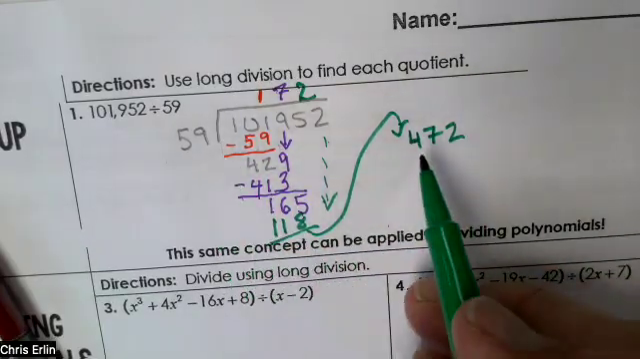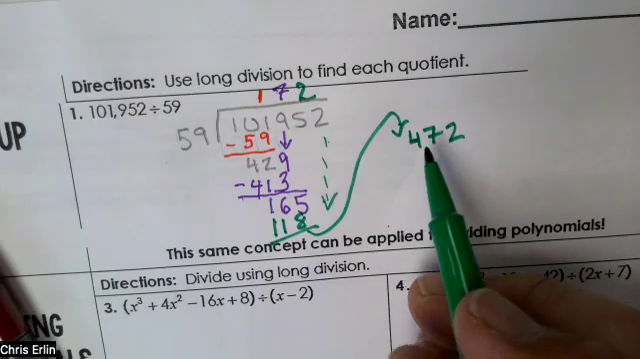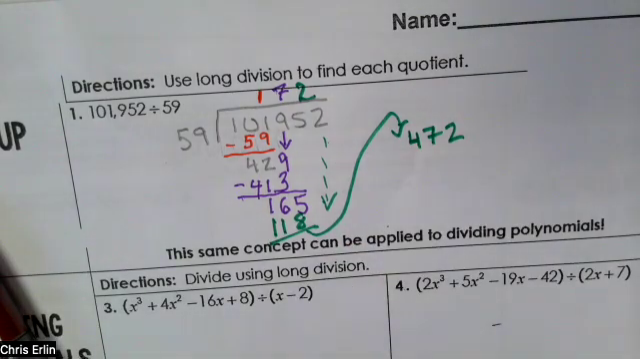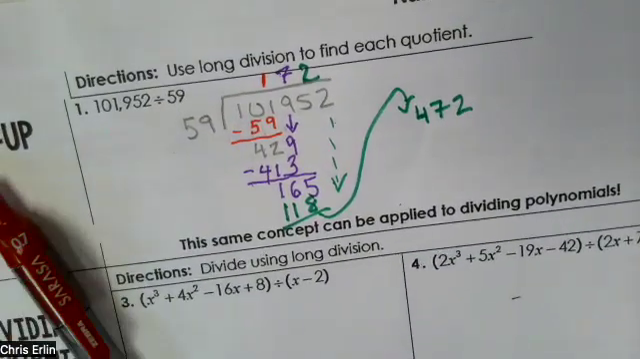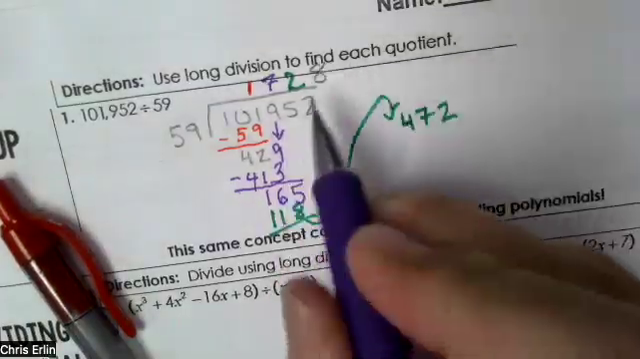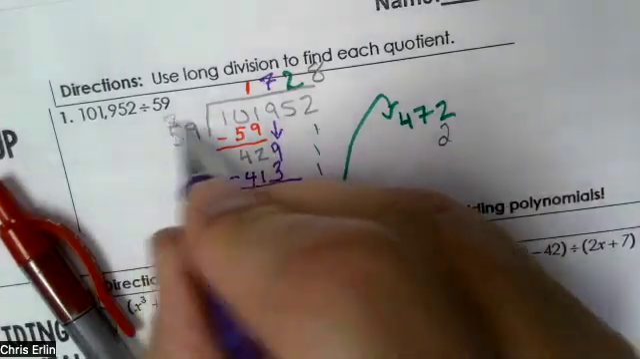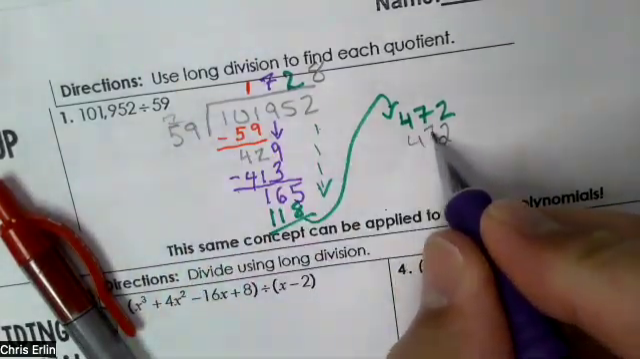If this were 60, 42 would be 7 times, maybe 8 exactly. That'd be cool. Let's see. Need a new color. Say it's 8. 8 times 9 is 72. Carry 7, 47. Oh, it worked out perfectly.